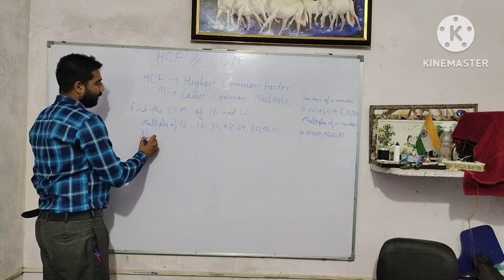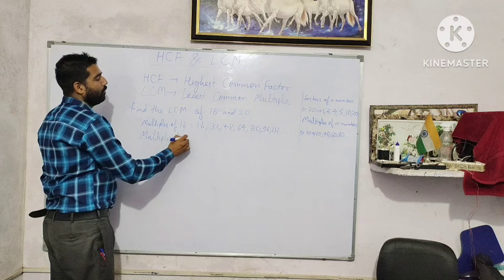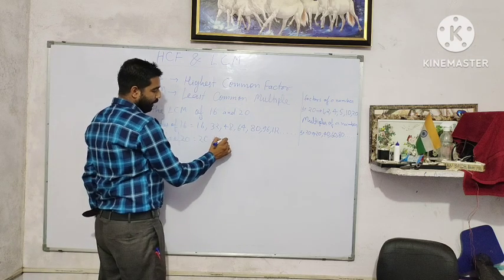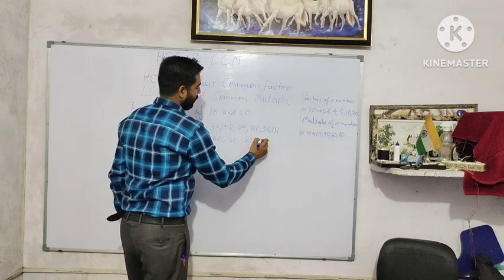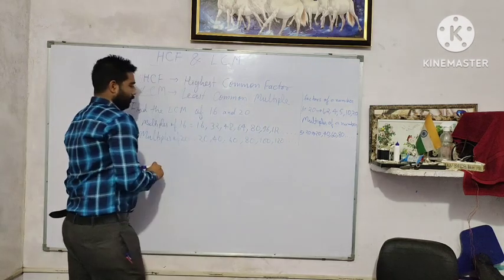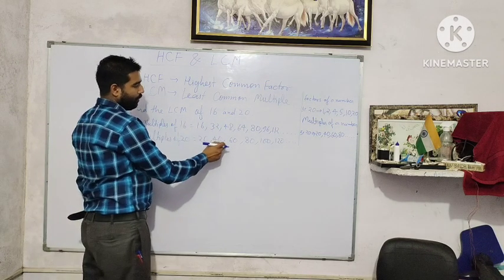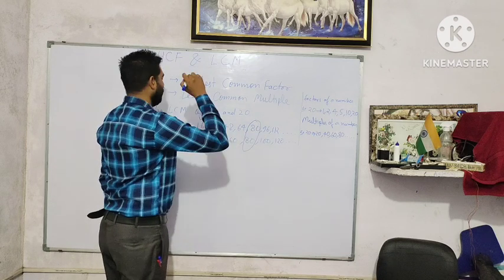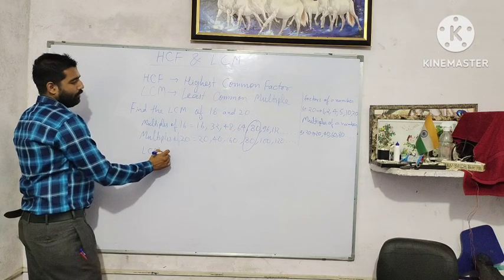Then we can write multiples of 20. 2 1s are 20, 2 2s are 40, 2 3s are 60, 2 4s are 80, 2 5s are 100, 2 6s are 120 and so on. So we are to find the common multiple here. This is not common. But here we can see a number 80 which is written in both the lines. We can find the LCM is 80 here.